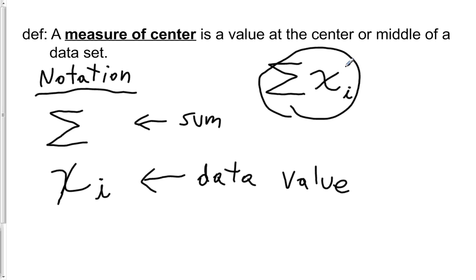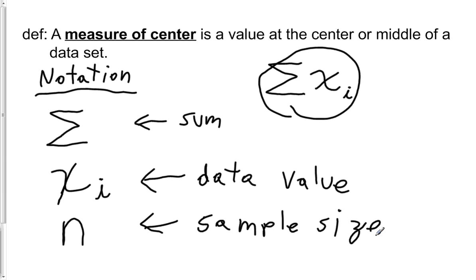Now, the other two important notational things that we have to look at are lowercase n, which is the size of a sample, and uppercase N, which represents the population size. They're both sizes, but one is for a sample, the other for a population.